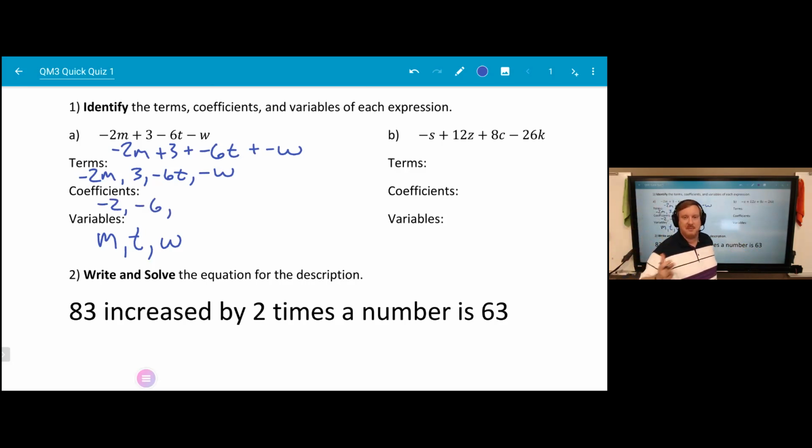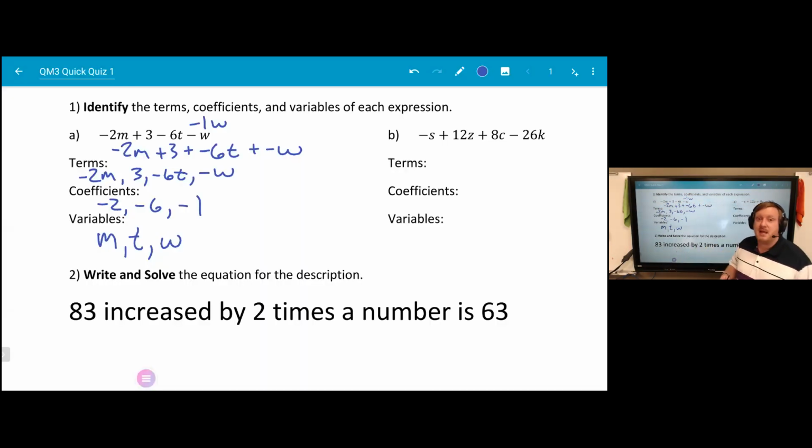I promise there'll be something like this on your test, no matter what year you're ever watching this video. Negative w, I have negative 1w. My coefficient is negative 1. I need the negative 1 in there. It is a coefficient. Channeling that into the second part, same thing applies.